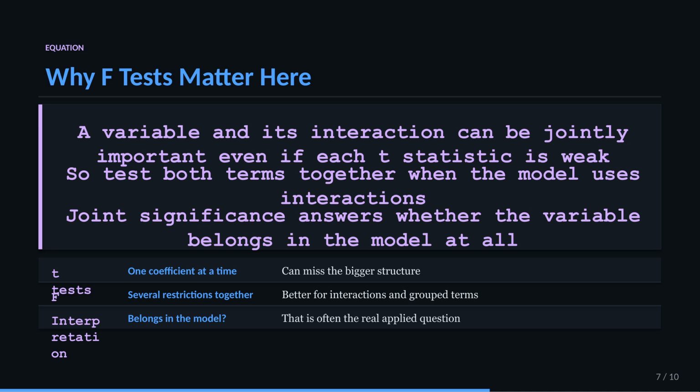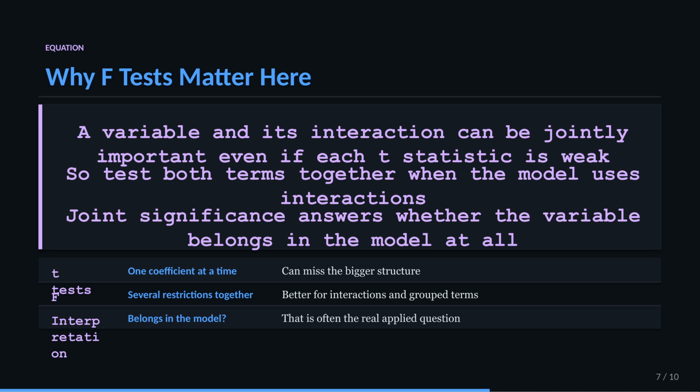They also create a testing issue. It is possible for a variable and its interaction term to look individually weak, but together they still matter a lot for the model. That is why f-tests become especially useful here. Instead of asking whether one coefficient alone is significant, we ask whether the collection of terms involving that variable should be kept in the regression at all.